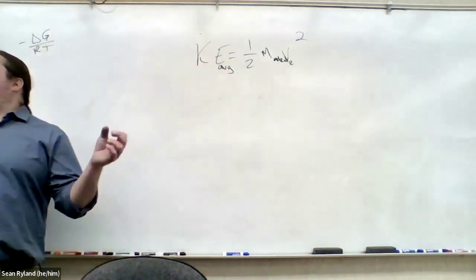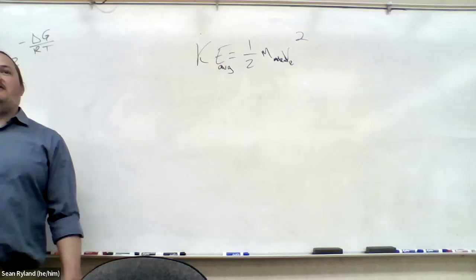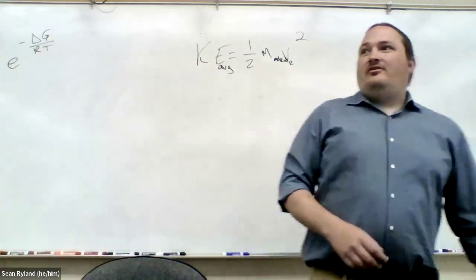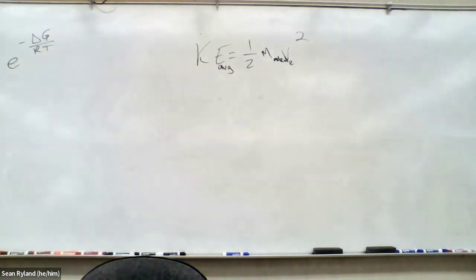Think about it in terms of discrete objects. If I gave a golf ball the same amount of energy as a bowling ball, which one's going to be moving faster? The golf ball. Right? So higher mass means slower velocity for the same amount of energy. So helium molecules are going to be moving faster than argon.